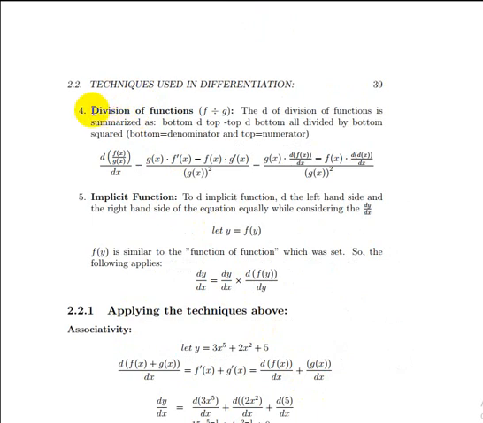Now the next one is division of functions. If you have a division of functions, let's say f of x divided by g of x, the simple method to cram this formula is to say: bottom d top minus top d bottom, all over bottom squared. So this is a simple method of cramming. Bottom d top minus top d bottom all over bottom squared.